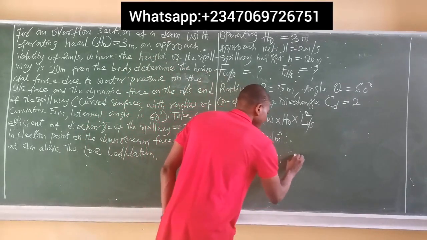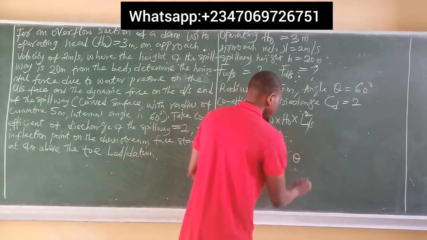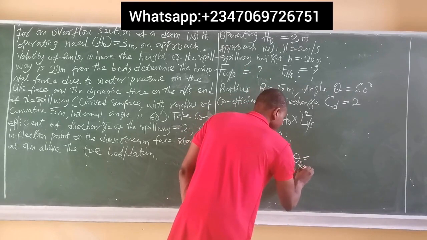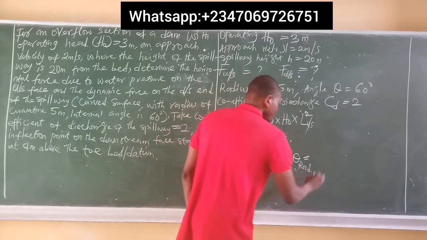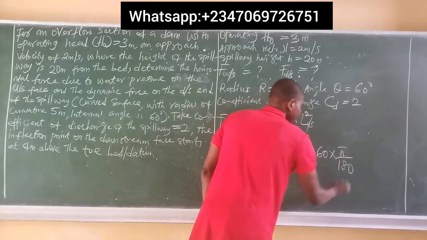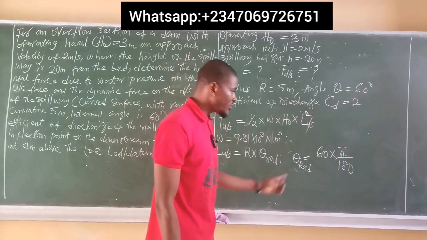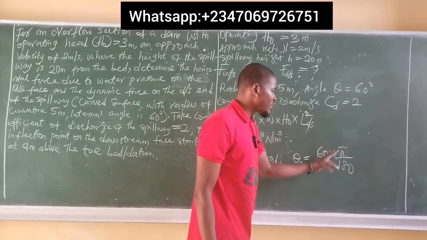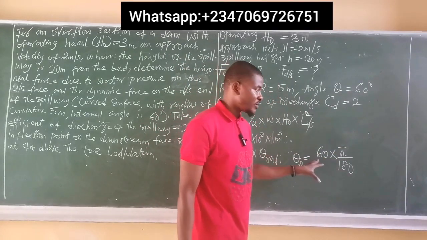We are given that theta is equal to 60 degrees, so we need to convert this theta to radians. To convert an angle to radians, you simply multiply that angle by pi over 180. This is how you convert to radians. So the given angle, 60 degrees, multiplied by pi divided by 180 gives you the value in radians.